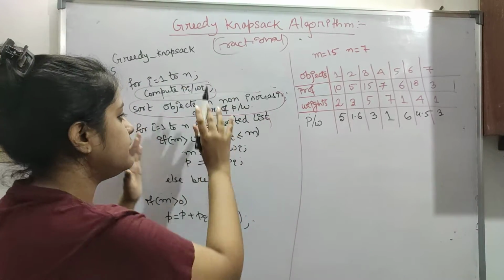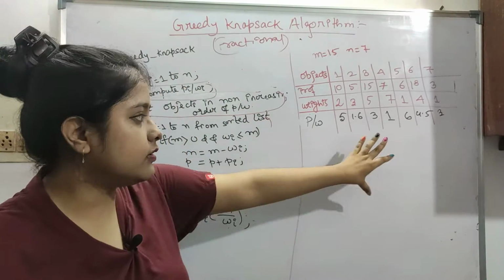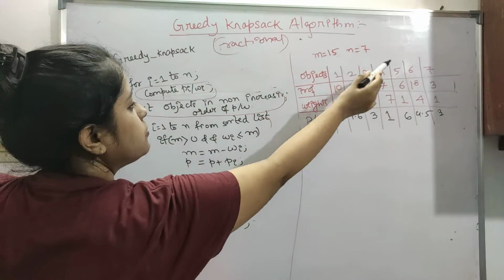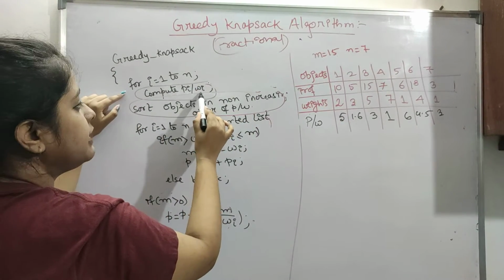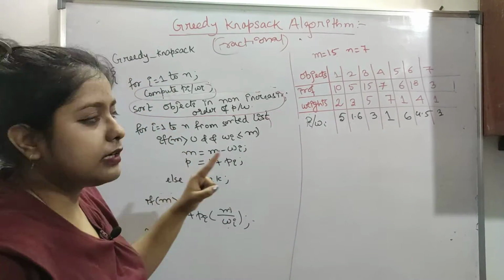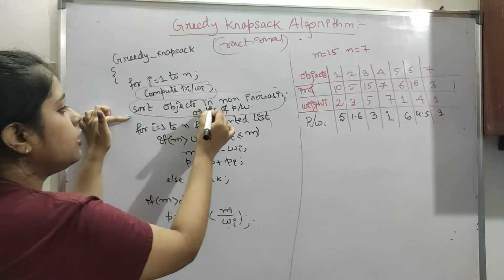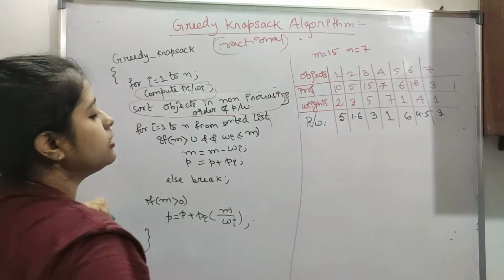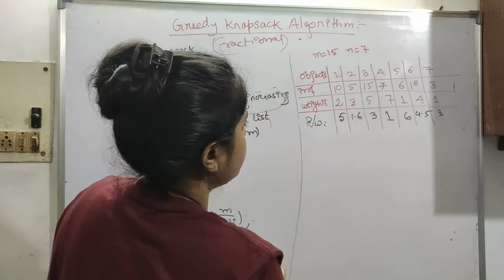Now let's see the algorithm and then do this question. First, for i from 1 to n, here 1 to 7, compute vi by wi. They are computed already. Now sort the objects in non-increasing order, which means we have to take the highest one first.